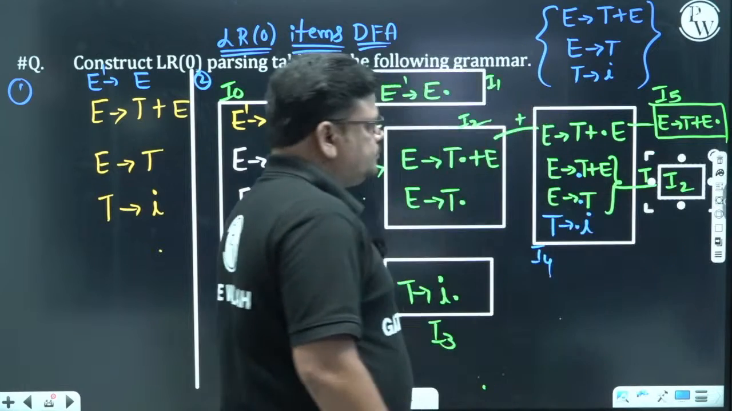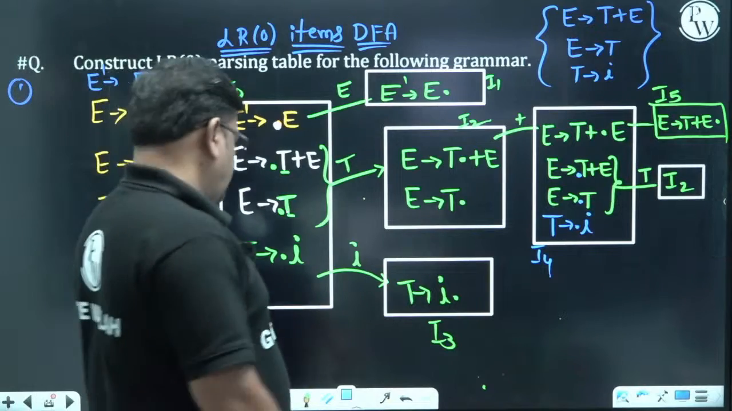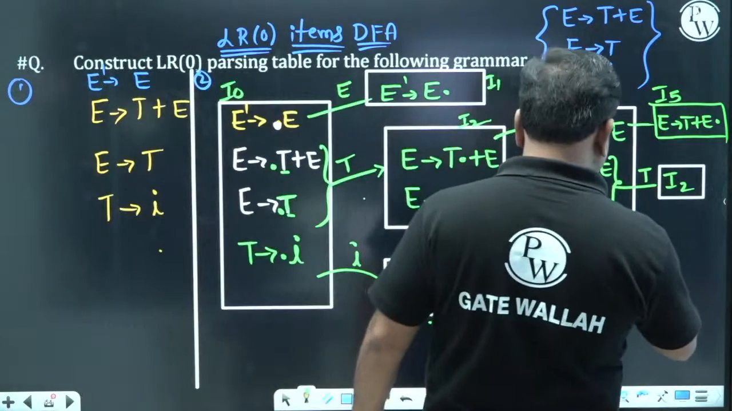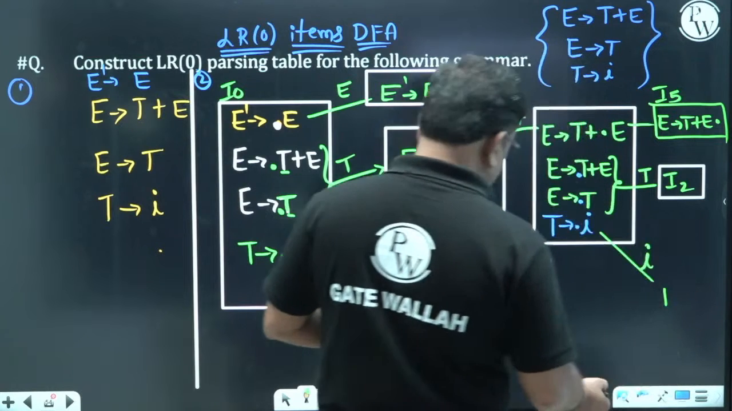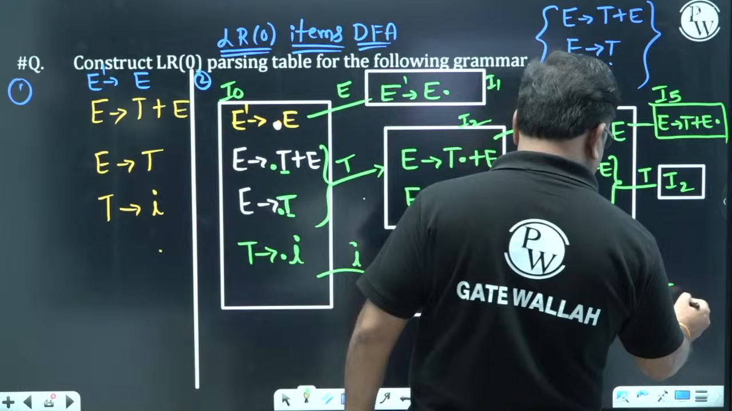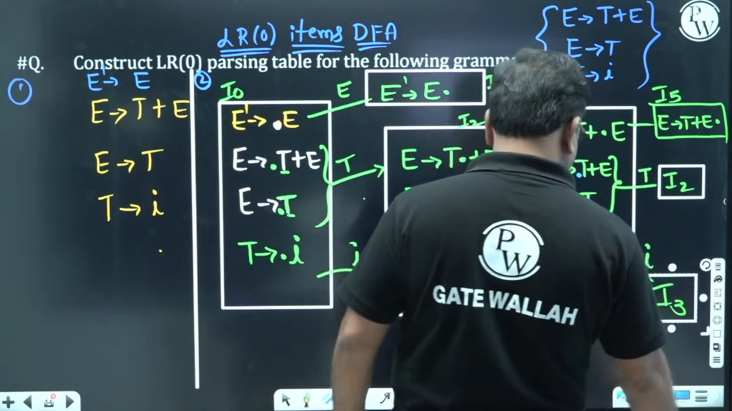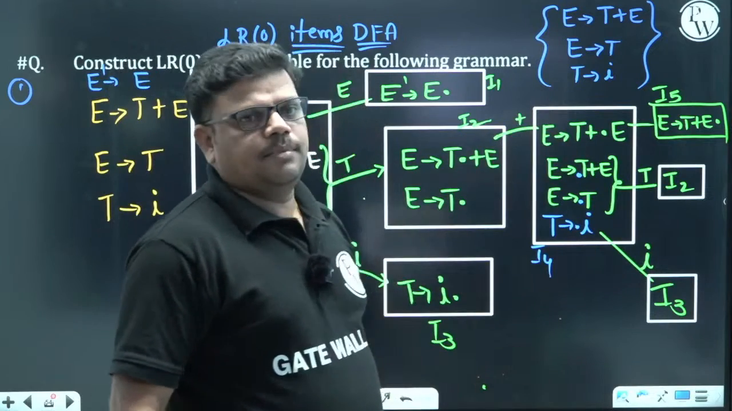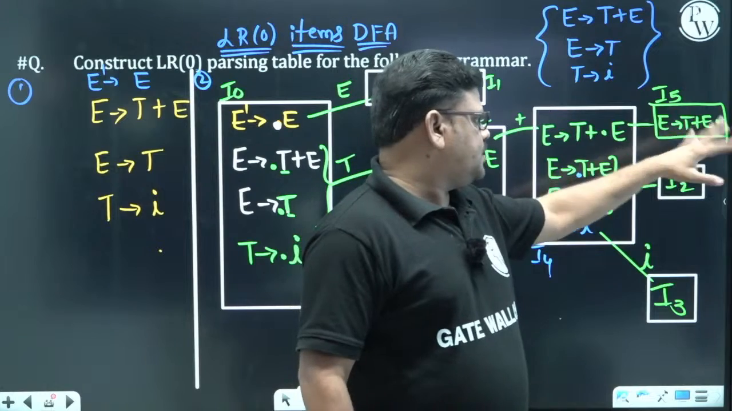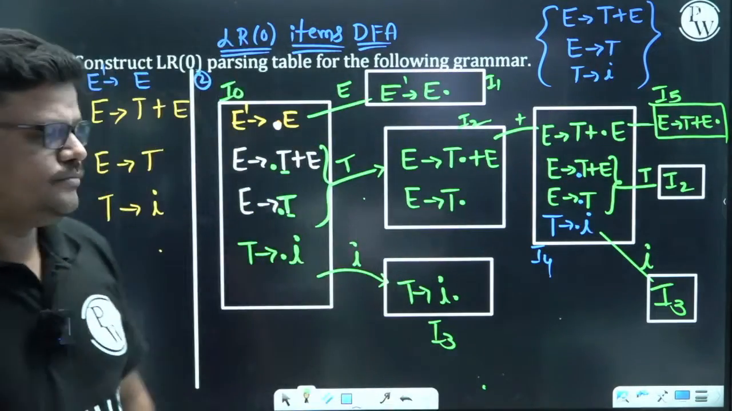I2 for both of this. And whenever we are applying goto on this, on I, this is the same as I3. So just give the same name I3. No separate state name is required here, I3. So on I4, closure and goto completed. On I5, no closure, no goto. That's all.